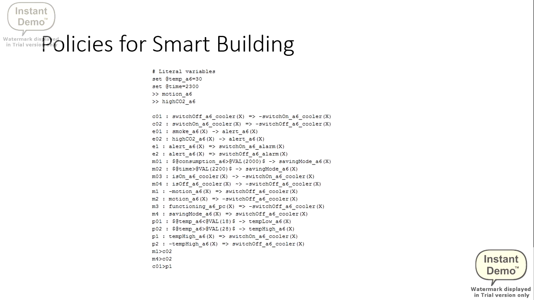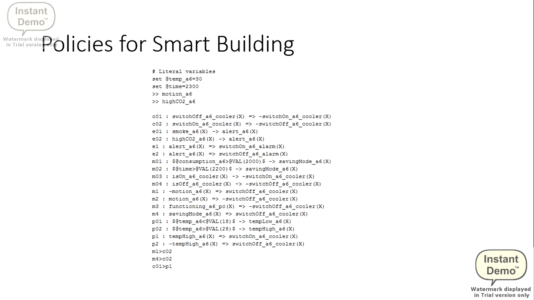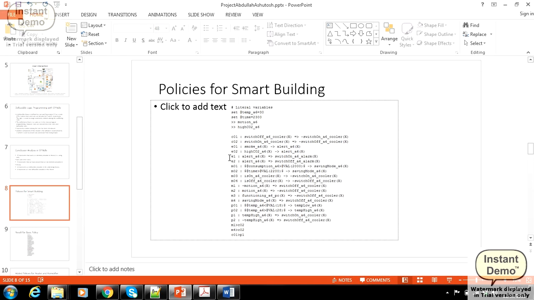So these are the policies for a smart building. Exactly the policies are embedded here, the user interaction that Ashutosh has shown you just now. So we inputted this code directly into Spindle. I'm just showing you real quick how it works.